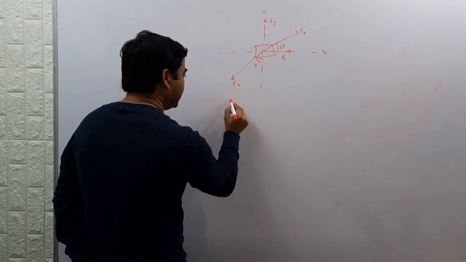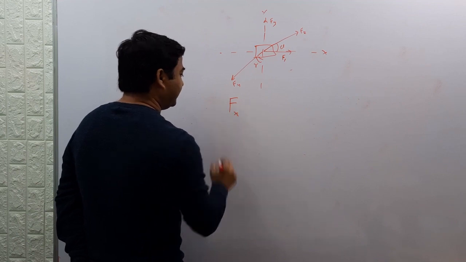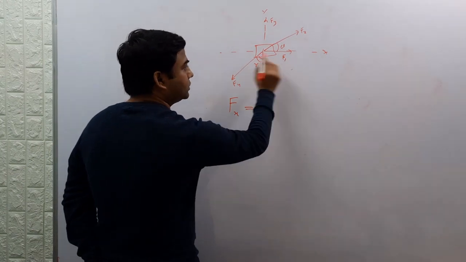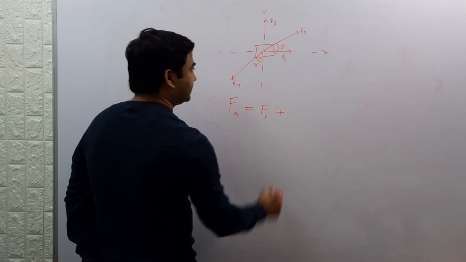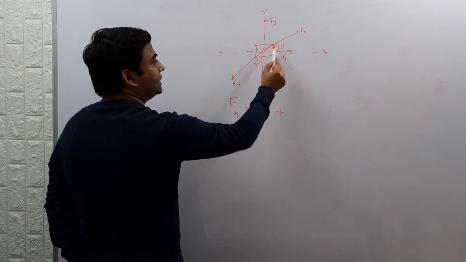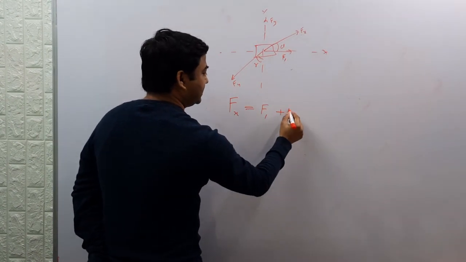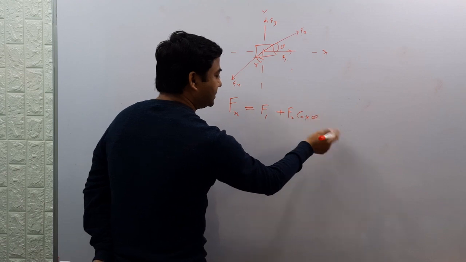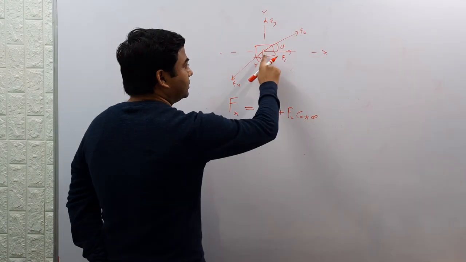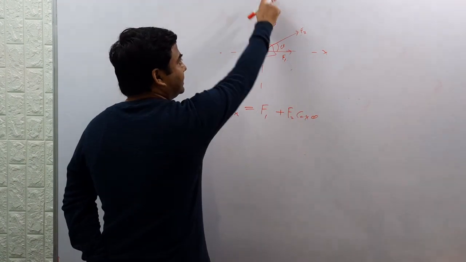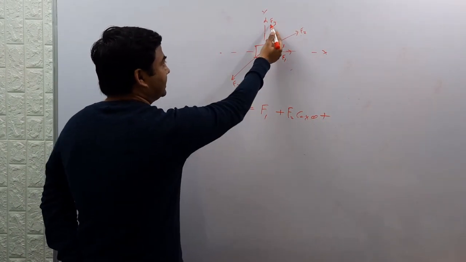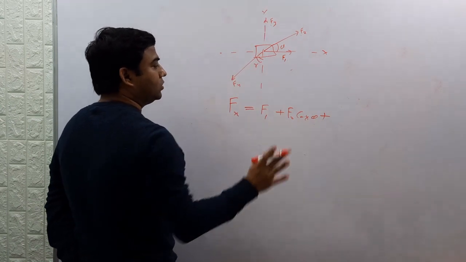Let Fx in the x direction be equal to F1, this force is in the x direction, plus F2, where you will find components of F2 in the x and y directions. In the x direction it is F2 cos theta, as I have discussed earlier, dividing a vector into two perpendicular components. F2's x-axis component will be F2 cos theta and the y-axis component will be F2 sin theta. Plus the third vector, it has zero component in the x direction, so it will not be considered.